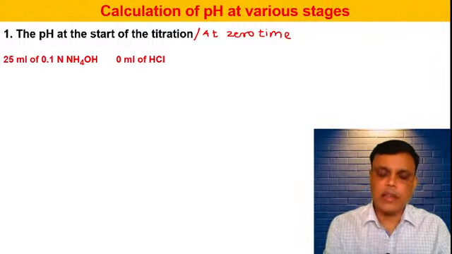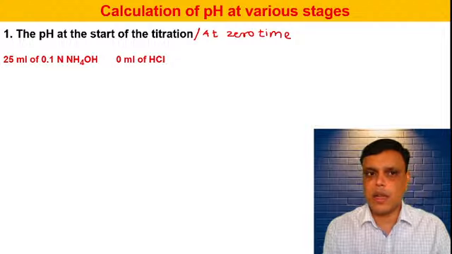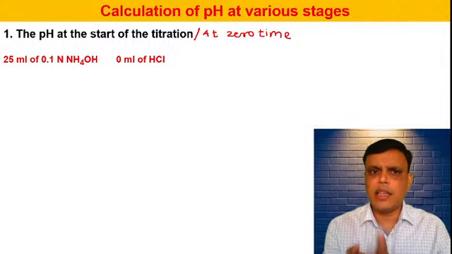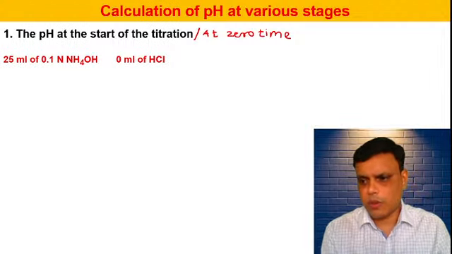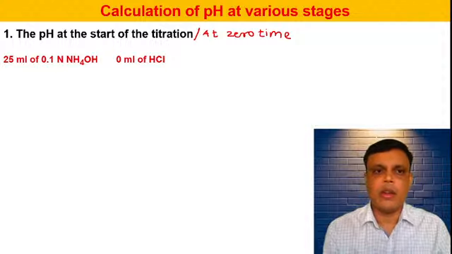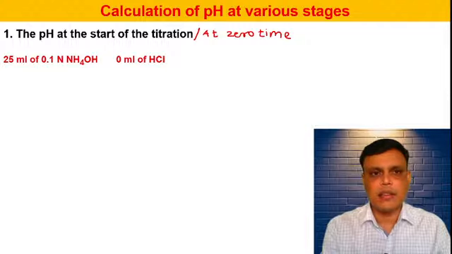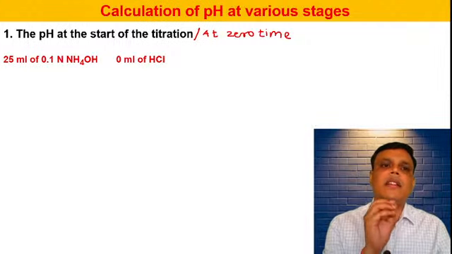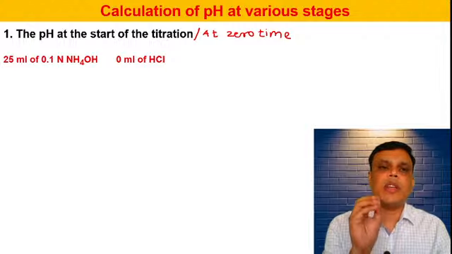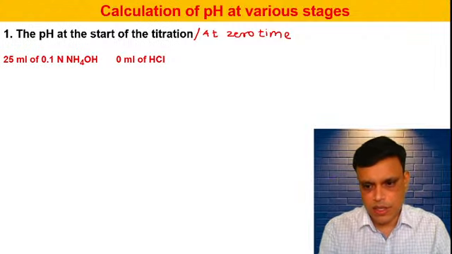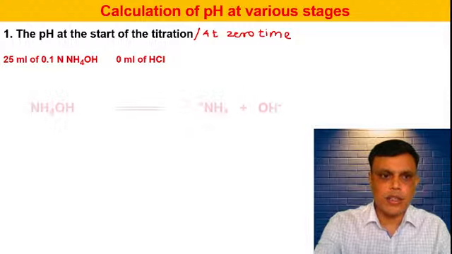And if you find the concentration of OH minus ion, then you can easily calculate the pH of the solution, because pH, or pOH, mathematically can be defined as pH is equal to negative log of H plus ion concentration. Okay, so we will see at the start of the titration.